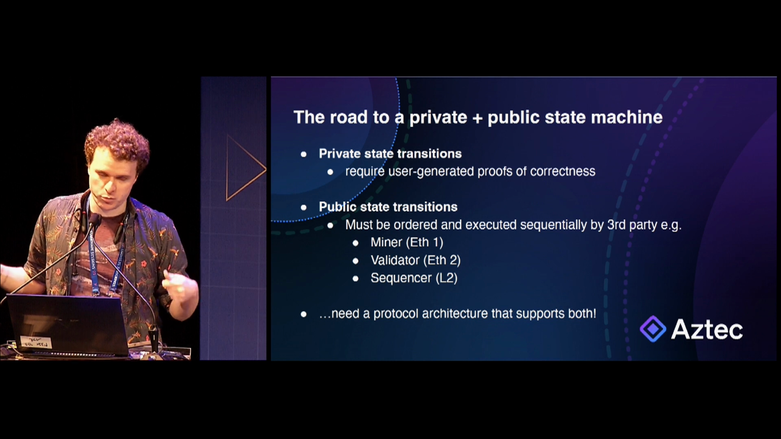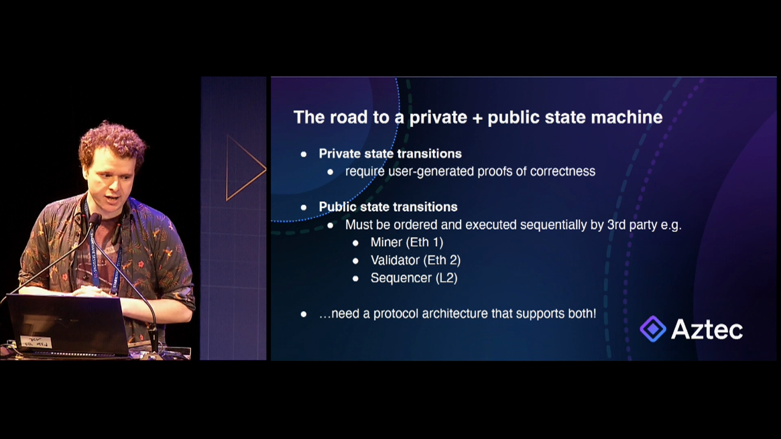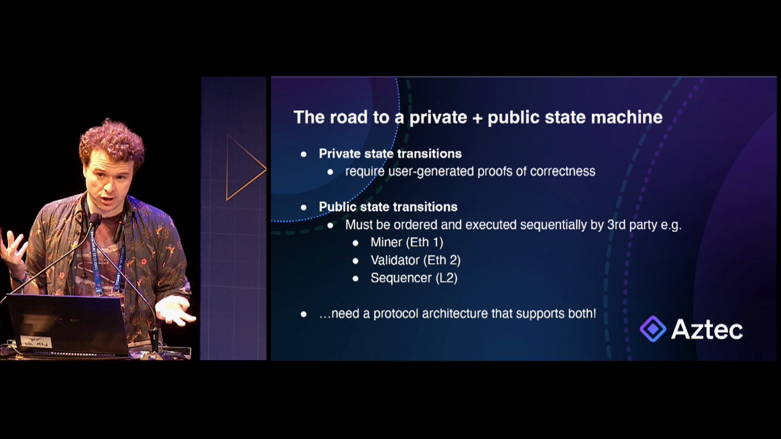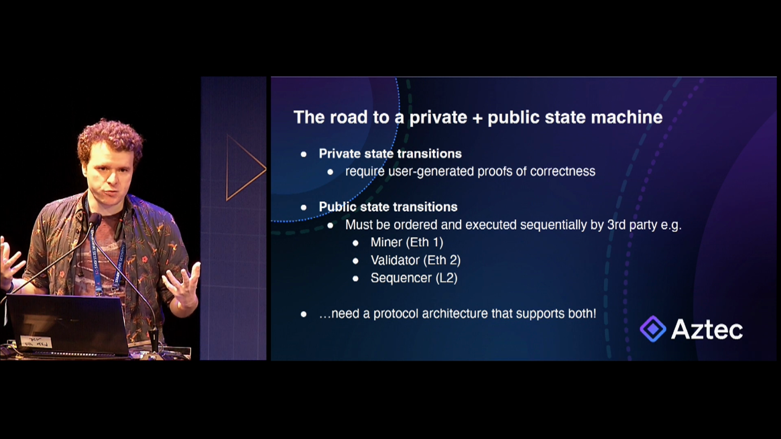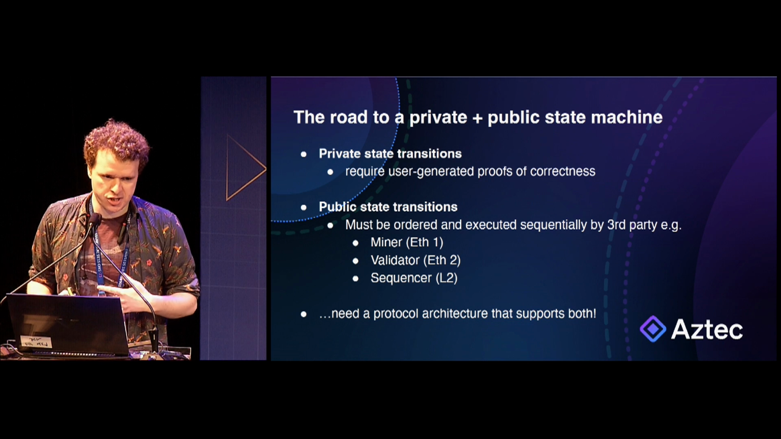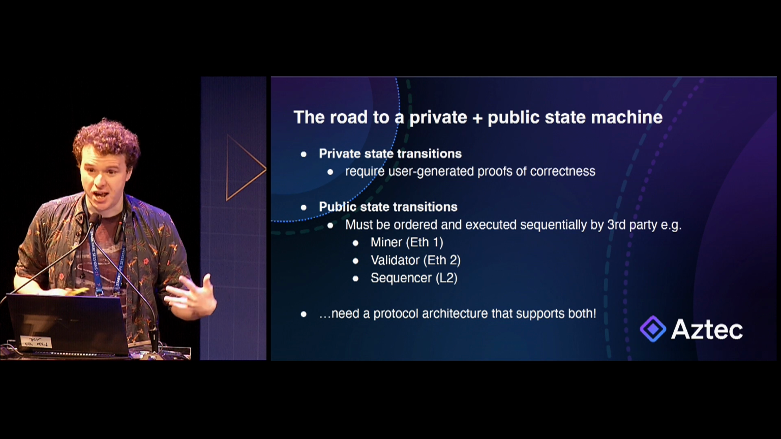This is what happens on Ethereum with miners in ETH1 or validators in ETH2. It's what happens in sequencers in layer 2s. And so you have these two different kinds of transaction models that you have to marry up with one another, if you want to create a holistic, whole protocol solution to creating privacy-preserving blockchain applications. So how do you do that?